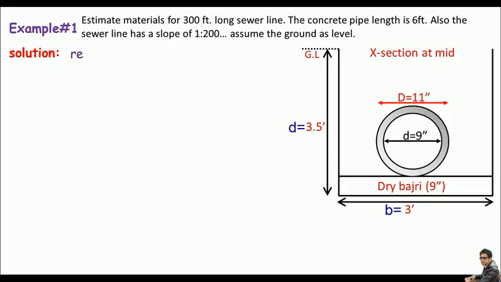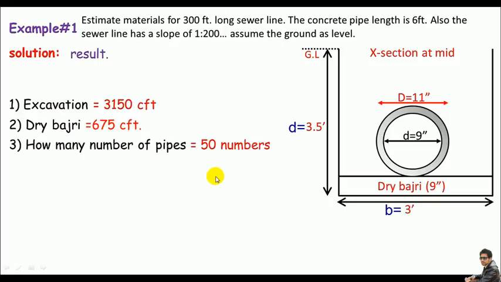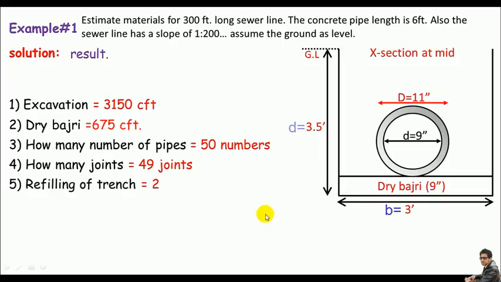The result is over here. First the excavation, which is 3150 CFT, the dry brickwork 675 CFT. How many pipes are there? 50 pipes. The number of joints is 49, and the refilling of the trench is 2277 CFT. And this is our approach, we have done it.